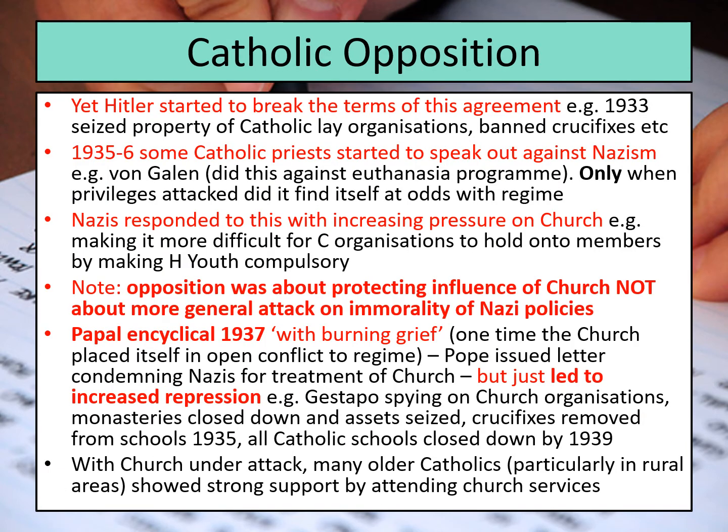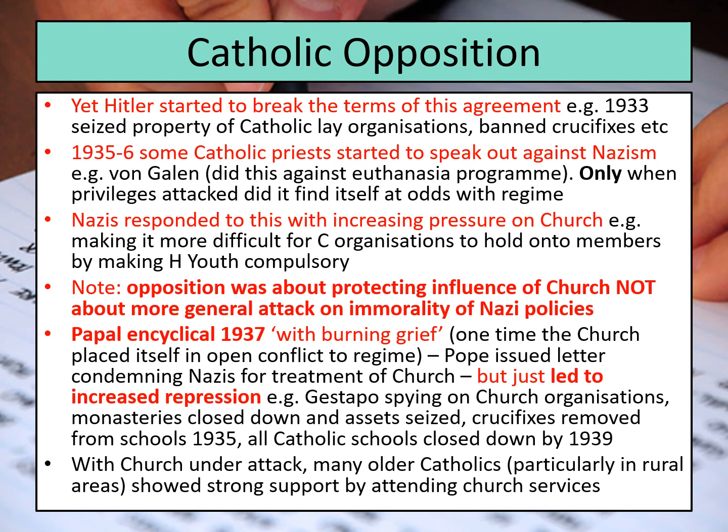The deal that was struck in 1933 was supposed to see the Nazis leave the Catholic Church alone. However, by the end of 1933, Hitler had started to break the terms of that Concordat agreement. For instance, he was seizing property of Catholic lay organisations, and by 1935 he had done things like banning crucifixes.